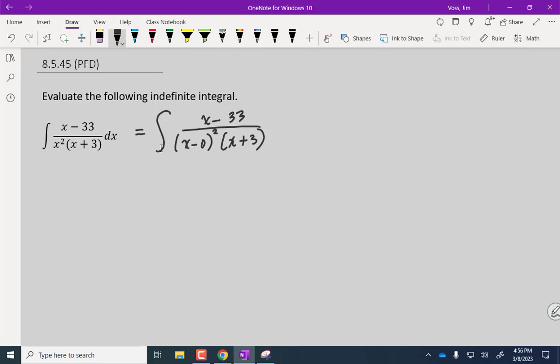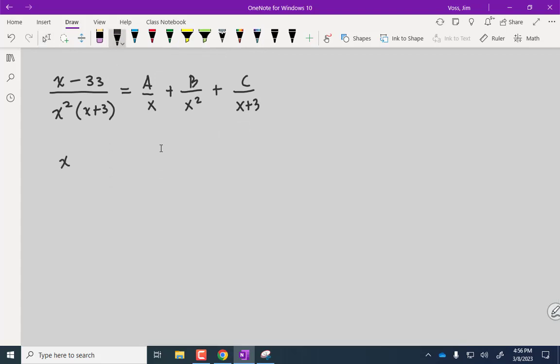So this inside will be rewritten as a divided by x plus b divided by x squared plus c divided by x plus 3. So that's our PFD. For each power of that repeated factor, we need to have a partial fraction. And then multiply by that entire thing, multiply by the denominator on the left. When we multiply by that denominator, it clears out on the left.